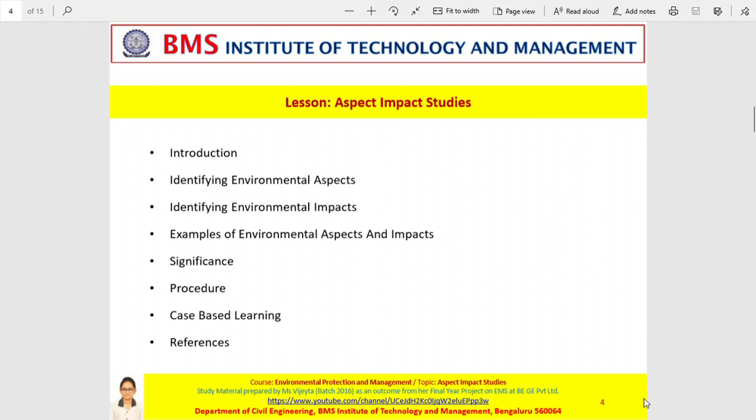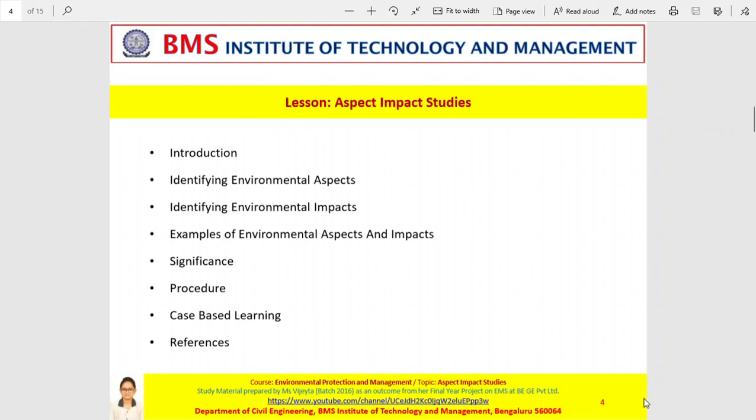Hello everyone, I am a final year civil engineering student of the 2016 batch. I was a part of a group of 4 who had the opportunity to carry out our final year project at GEBE Private Limited, Bangalore. A part of our project was Aspect Impact Study.